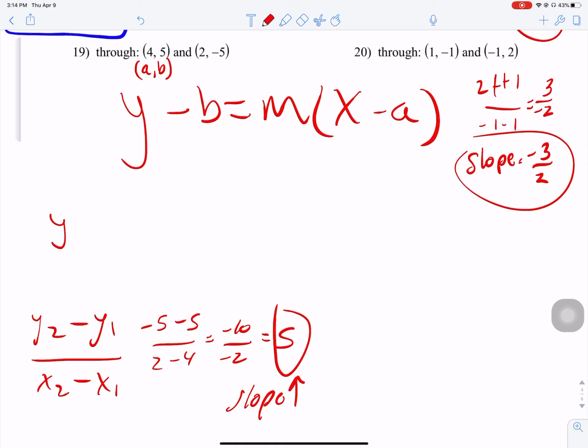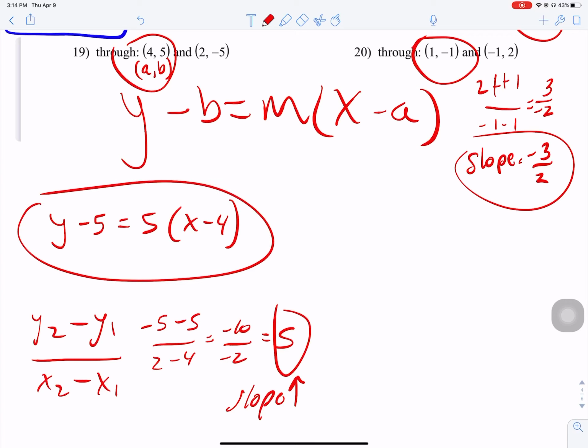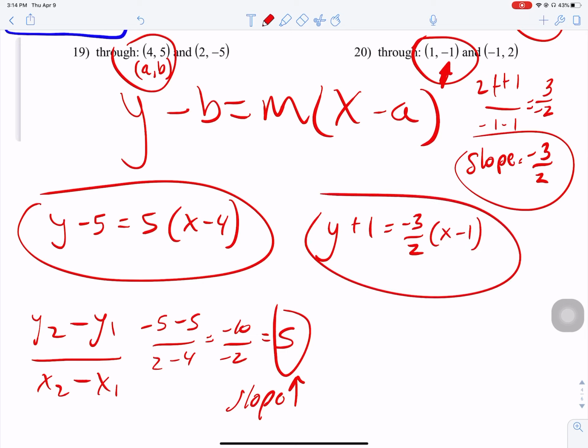So I'm going to do y, and I'm going to choose this first one. So y minus b, so y minus 5, equals my slope times my x minus a, which is 4. There's that one. And then this other one is going to be y minus b, but this time my b is actually negative, so it's going to be plus 1, equals my slope, which is right there, and then x minus a, and the a is 1, so it will stay like that. Boom.